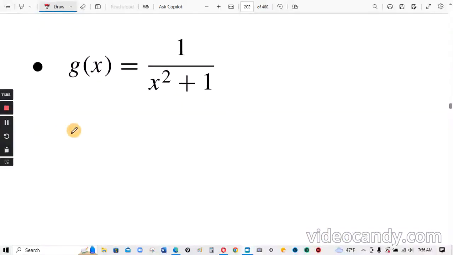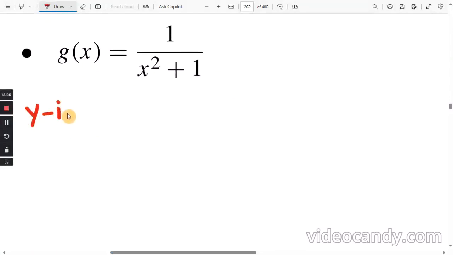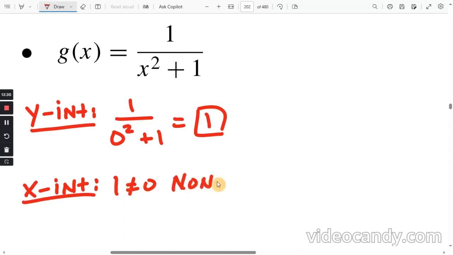Of x equals 1 over x squared plus 1. All right, for the y-intercept, you plug in x equals 0. That's going to be 1 over 0 squared plus 1. 1 over 1 is just 1. And for the x-intercept, we set the numerator equal to 0. Can 1 ever equal 0? Never. Okay, 1 will never equal 0. And so for the x-intercept, there is none.